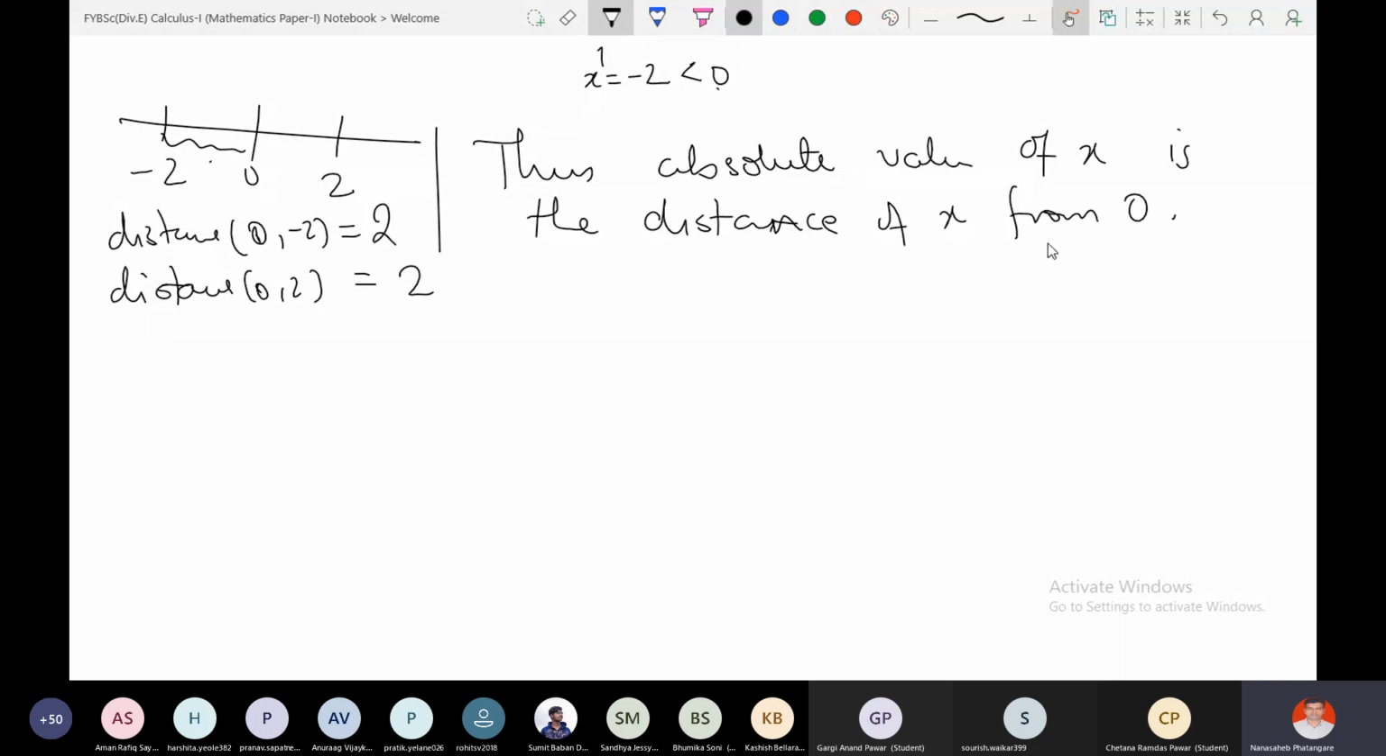And what is our usual perception of distance? Distance is never negative. Right. So what is the meaning of distance?